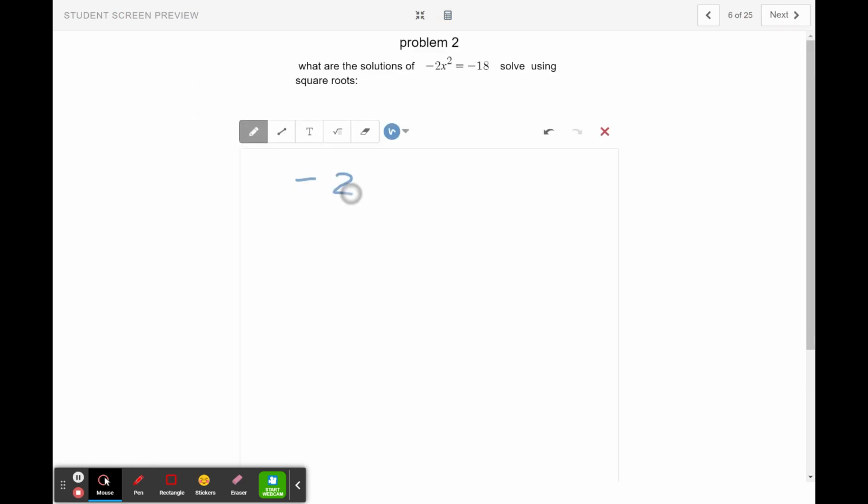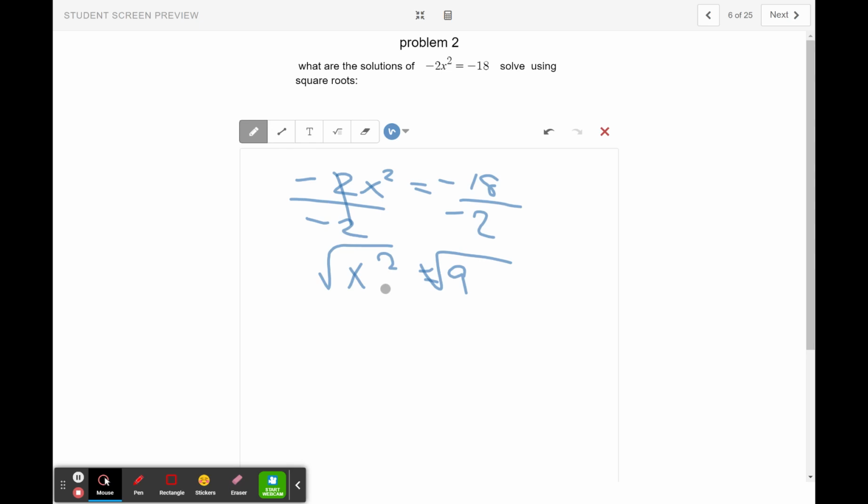All right, we have negative 2x squared equals negative 18. We're going to divide by negative 2 on both sides. And now we're going to have a 9, because negative 18 divided by negative 2 is 9. Undo square root. To undo squaring, it's square root. So your calculator is going to give you 3. But once again, we have a positive 9. We have a positive number. That means we're going to have 2 answers.